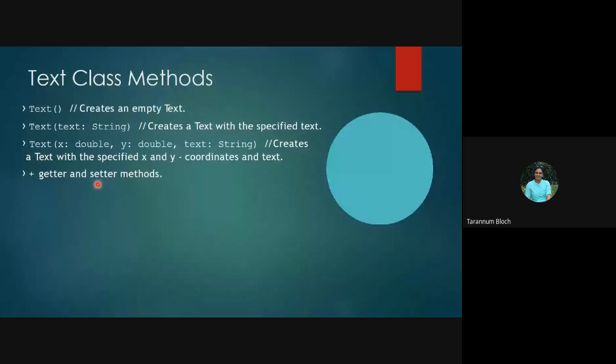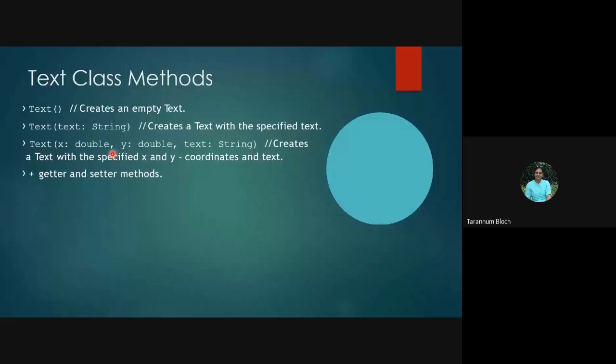Along with that, we have various getter and setter methods, such as getText and setText. We can say getX, getY, and setText, setX, setY. So these are the getter and setter methods available for the properties of the Text class. And we said the Text class basically has three properties: text, x coordinate, and y coordinate. So this is all about your class Text.